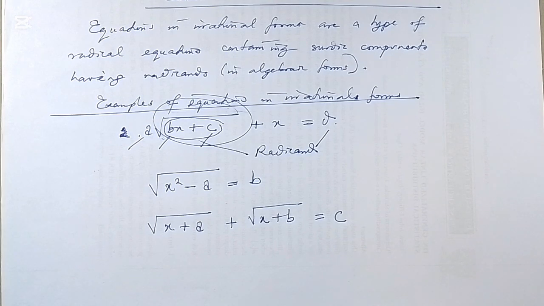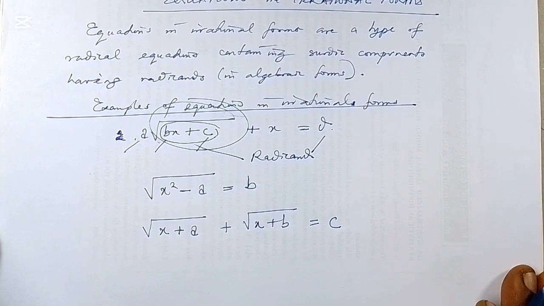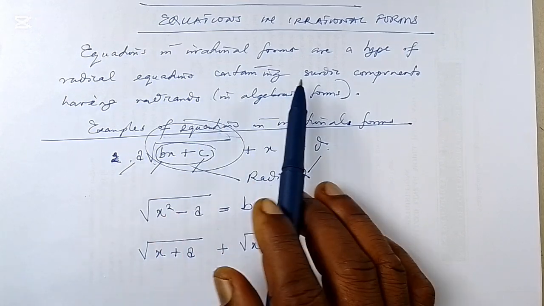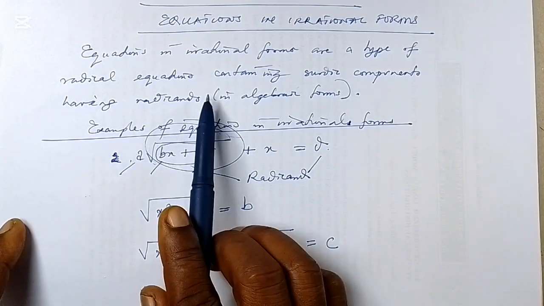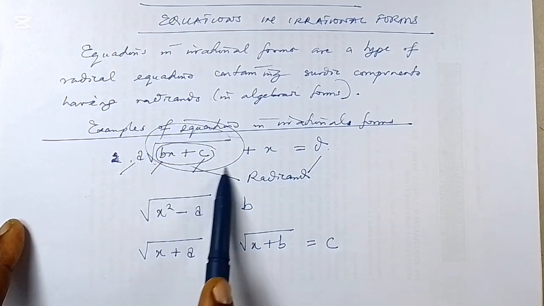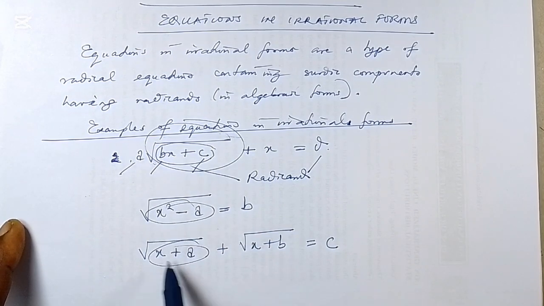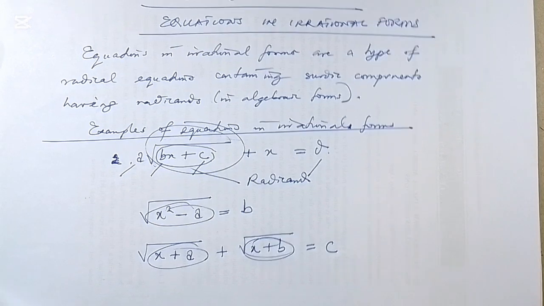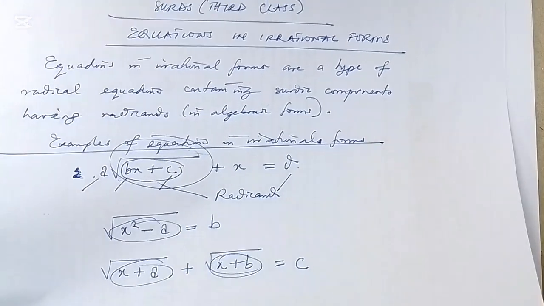So guys, what are we to do in this video? I want to show you how to solve equations in irrational forms. Now that we know that equations in irrational forms are a type of radical equations containing Surdic components having radicands in algebraic forms, you will notice that my radicands are all algebraic in nature. So how do we solve equations in irrational forms? I'm going to be showing you how to get that done. So let's start with solving an example.